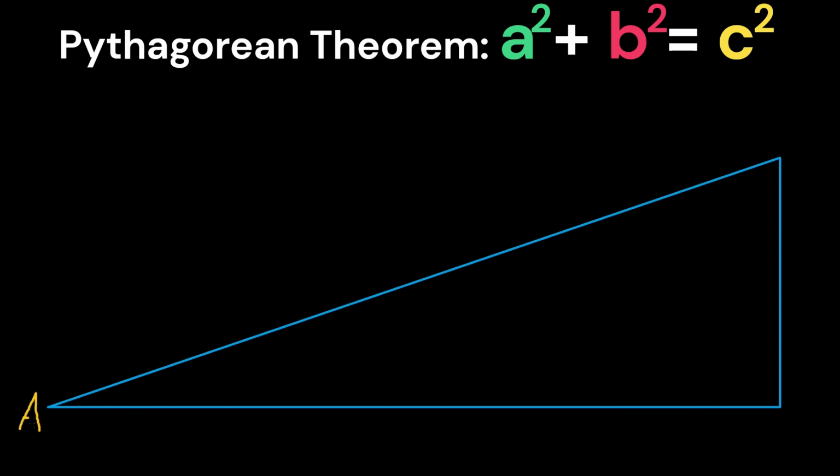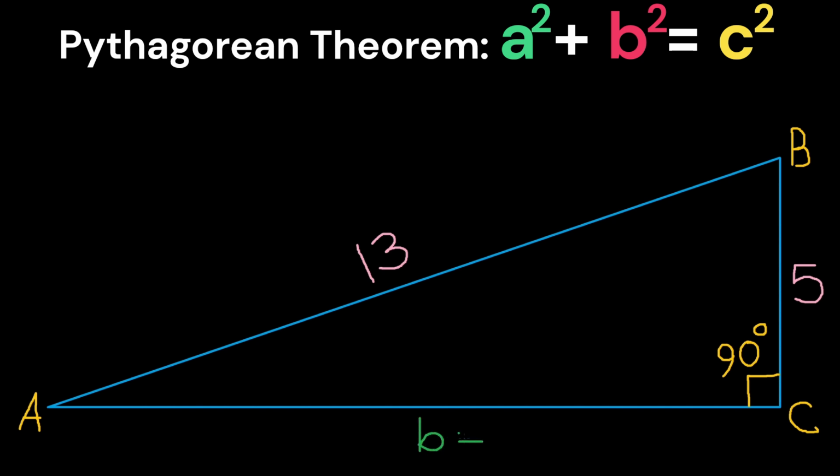This is the triangle A, B, C, and angle C is 90 degrees. So we know this is a right triangle. And side A is 5. And side C, the side opposite the 90-degree angle, the longest side, is 13. And this is the side B, the side that we're trying to find.